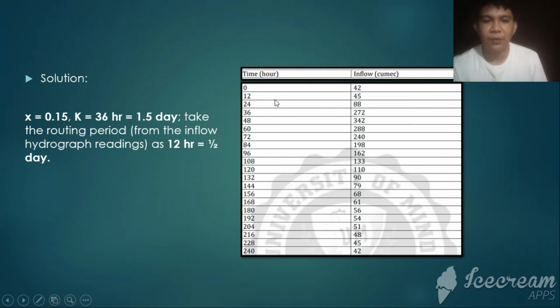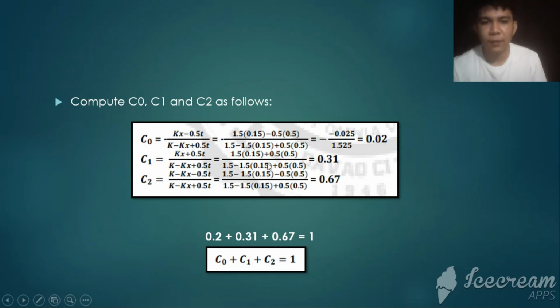So, kanina is 24 is equals to 1 day. So, since 24, 12 is 1 half day. So, basically 0.5 na siya. So, naa tay x ug k. So, kani diri na nato magamit tong C0, C1, and C2, or C1, C2, C3. Parehas na. So, i-substitute lang nato siya. Naa tay value sa k, naa tay value sa x.